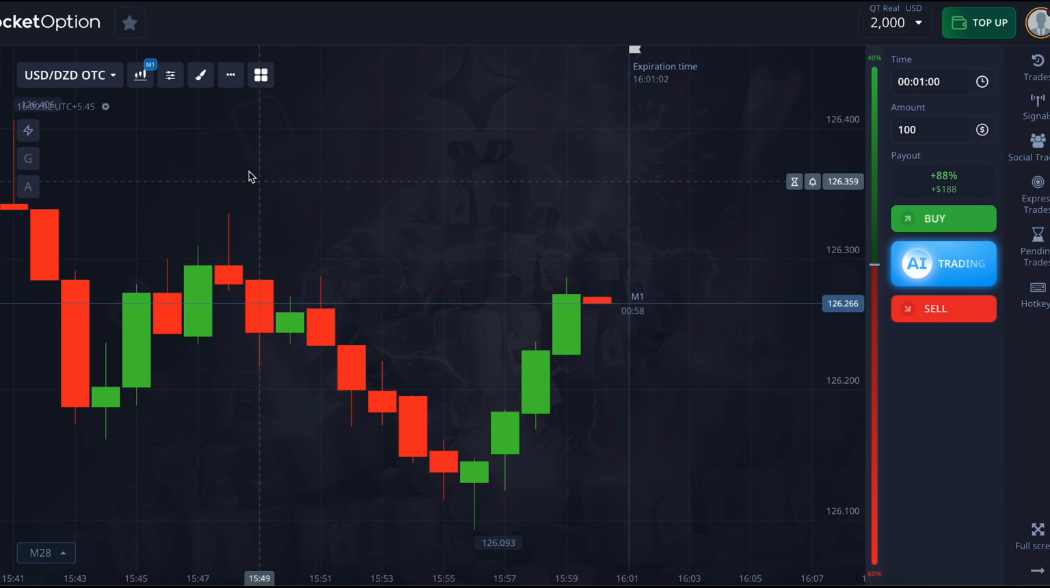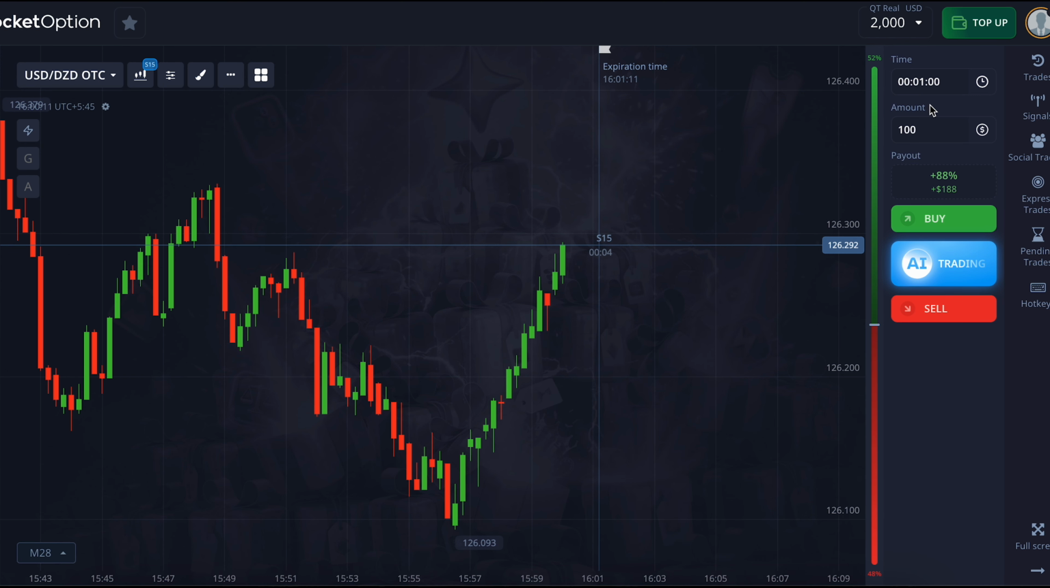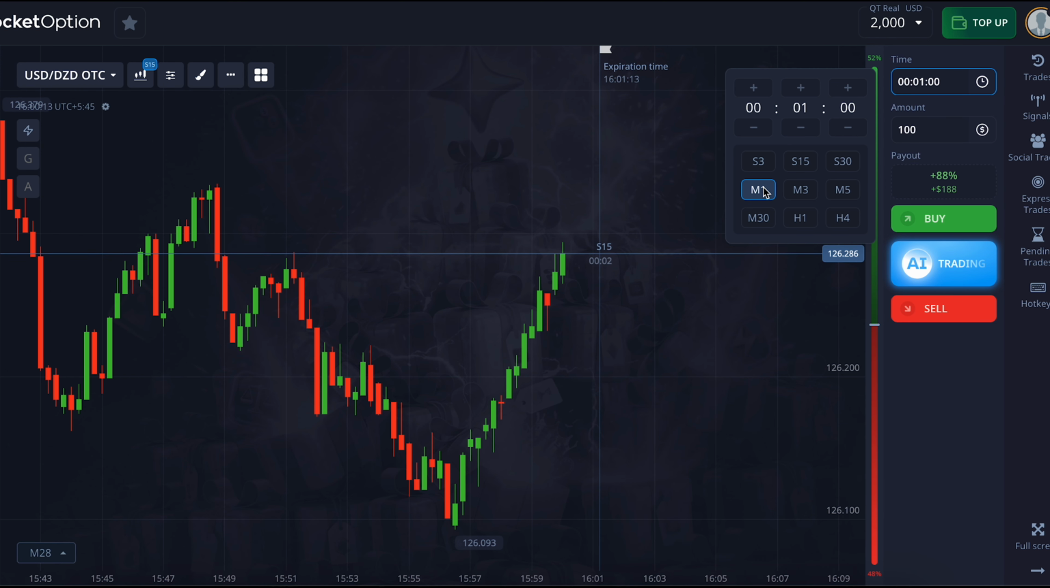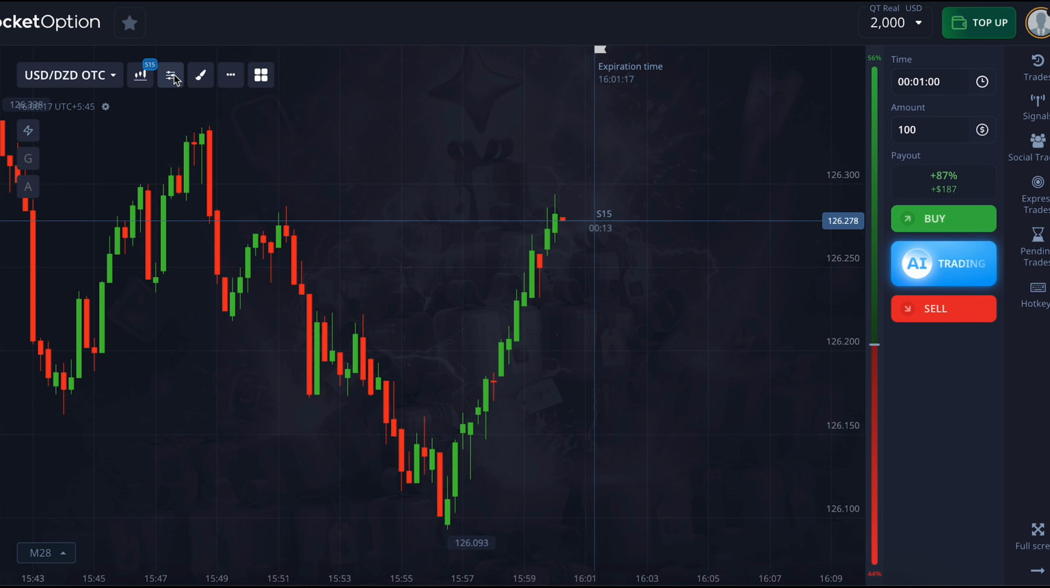Okay, at first make sure that your chart is in Japanese candle and the timer of the candle should be 15 seconds and the time period should be 1 minute. As you can see, it's 1 minute. And after that, let's enable the indicator.